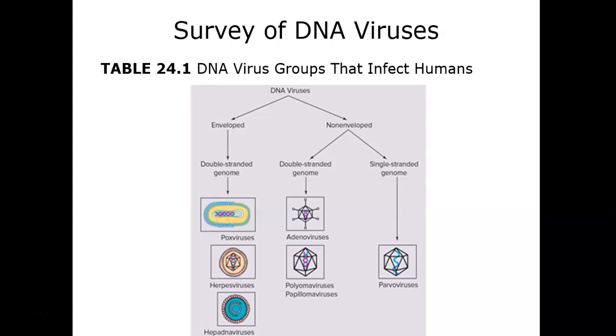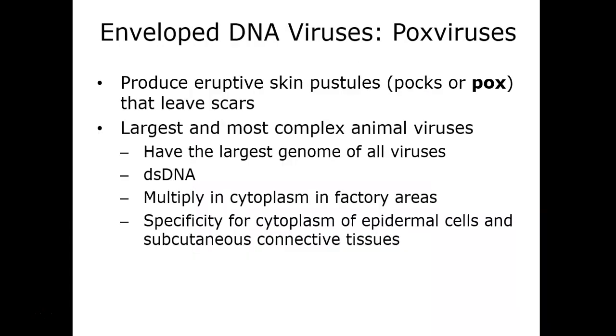So now that we've done kind of a 30,000-foot overview of the DNA viruses, let's pop in and start talking about these specific groups. So the first one we're going to start with are the Poxviridae, or the pox viruses. So we're starting on the enveloped DNA virus side.